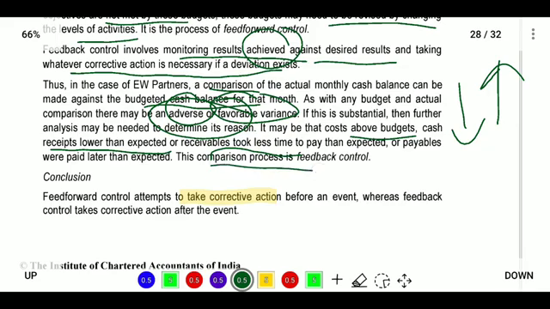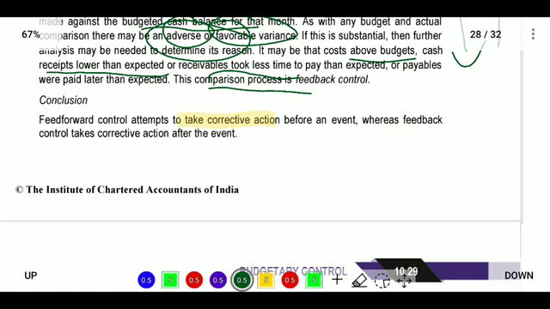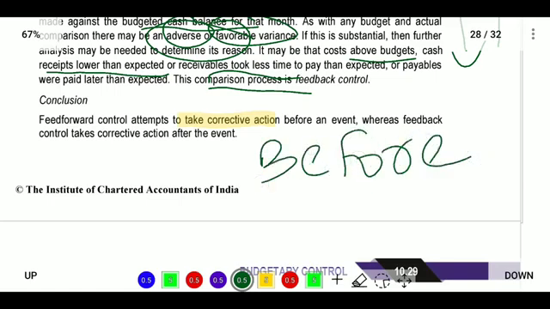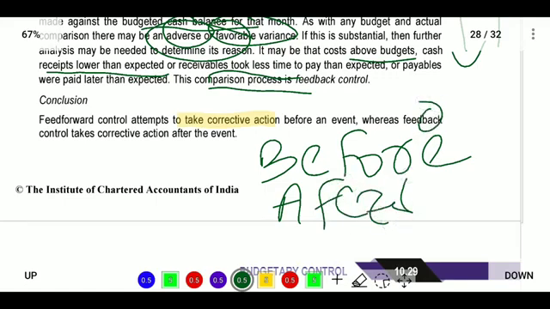Like this, the comparison process is feedback control. The conclusion is that feed forward means taking corrective actions before events take place. Forward means before and feedback means after. So if we have B here, we will take action A; if we do not have B, we will take action A here. So actions will take place.